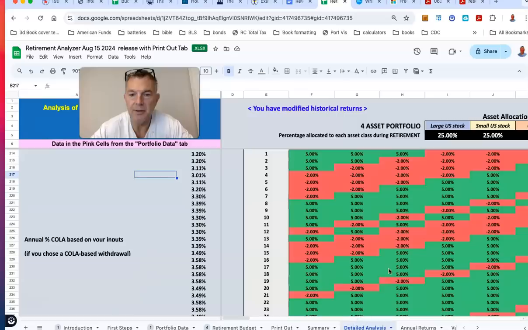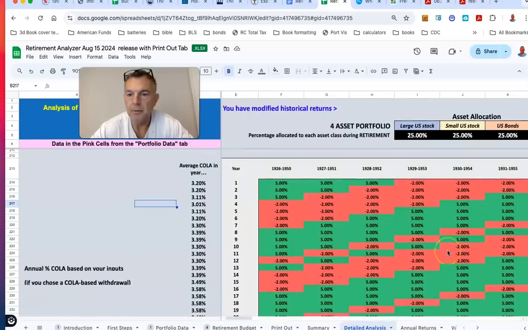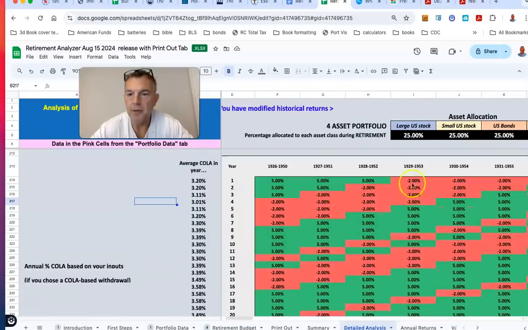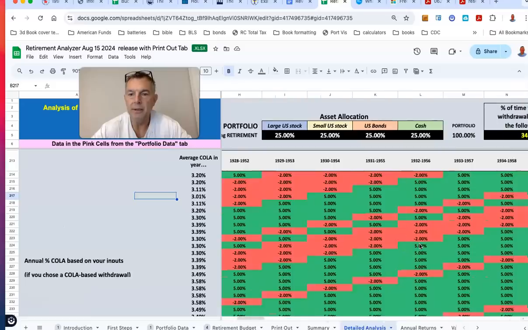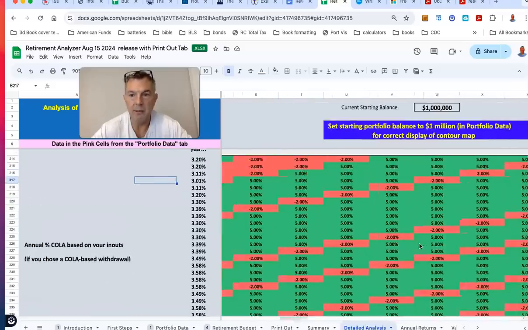Look at this. You can see it right here. Look at all the negatives. Why are there so many more negatives? Because I reduced our rate of return.